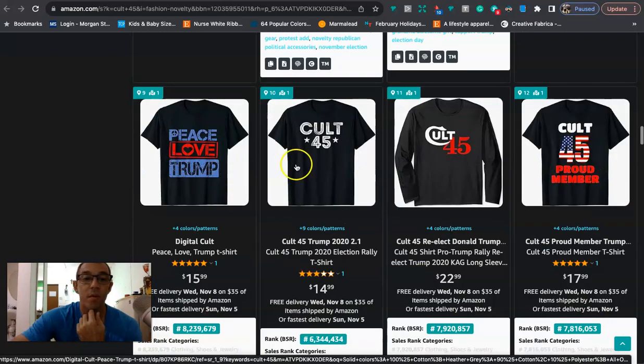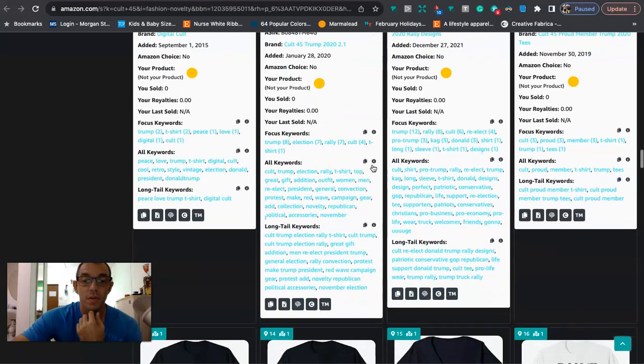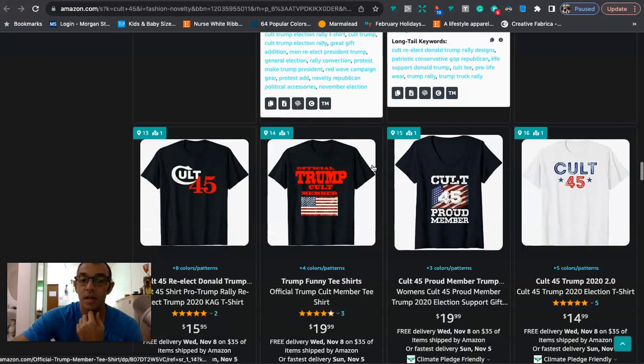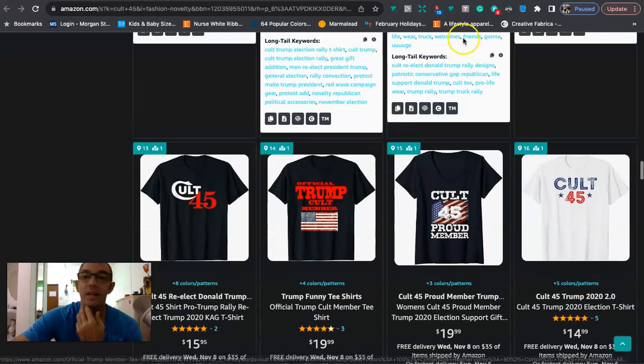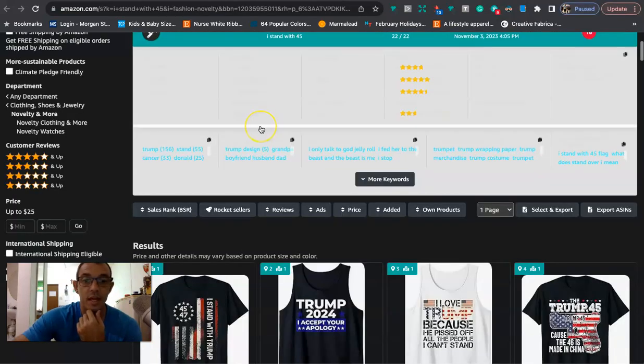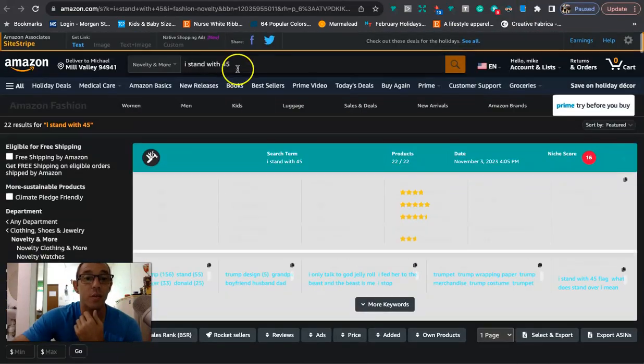Cult 45 proud member. So we can see that these are getting sales. And then the next one that I have for you, and this is actually the last one, is this one right here that says I stand with 45. So instead of saying I stand with Trump, that was a very popular phrase when this mugshot came out.